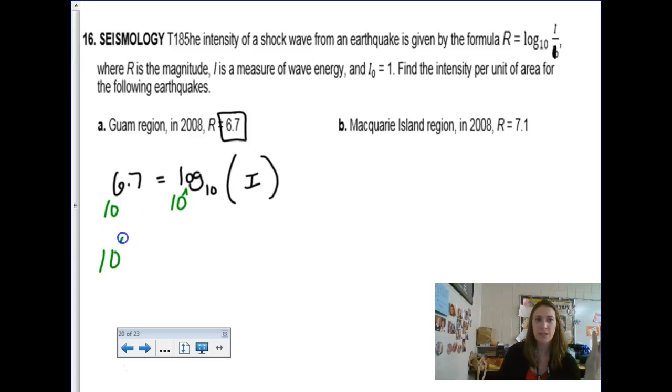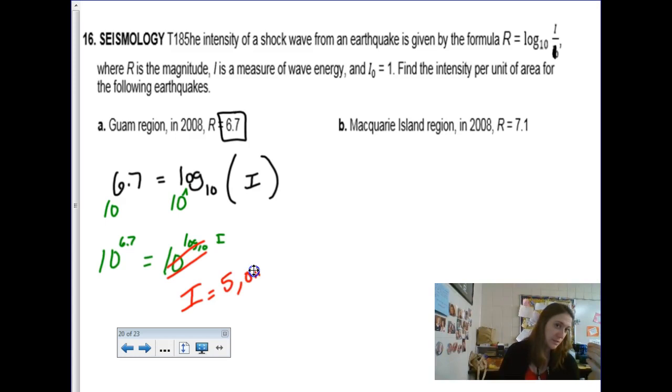So you end up with 10 to the 6.7 power equals 10 to the log base 10 of I. So that rewriting formula that we learned in the previous section, this is where it comes from. The 10 to the log base 10 cancel, and you just get I equals 10 to the 6.7 power. So when we say like base to the answer equals the number, this is what we're talking about. So on my calculator, 10 to the 6.7 power is like 5,011,872-ish. It's got some decimal points after it.